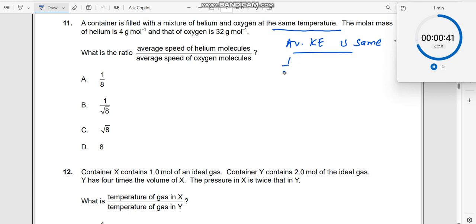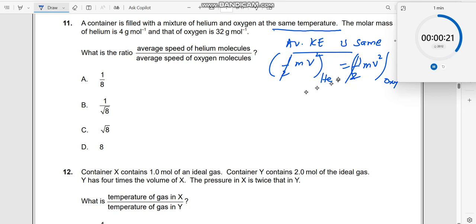This should be half mv square for helium, which should be equal to half mv square for which one? Oxygen, right? So this is what we understand. Now what I can do is cancel this half and half here. Can I cancel M and M? No, I cannot cancel because we do not know. So here it is M helium and this is M oxygen.